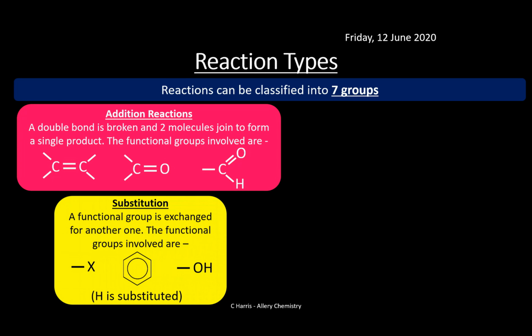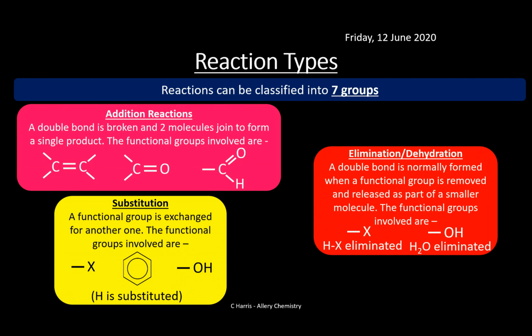So the second one is substitution. So a functional group is exchanged for another one. So classic reactions involved in substitutions are halogenoalkanes or halide molecules, phenyl or benzene compounds where the hydrogen is substituted. So you would have seen that within this topic, in fact, about the nitration of benzene, sulfonation of benzene, Friedel-Crafts alkylation and acylation. So we've got a lot of reactions there. And then we've got alcohols as well, so we can substitute alcohols.